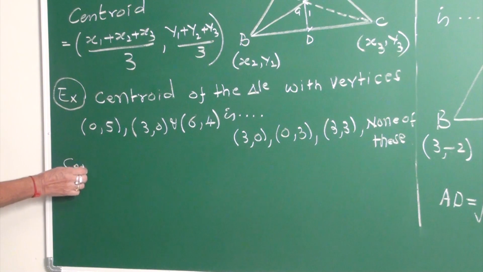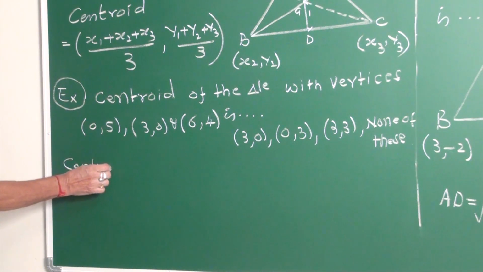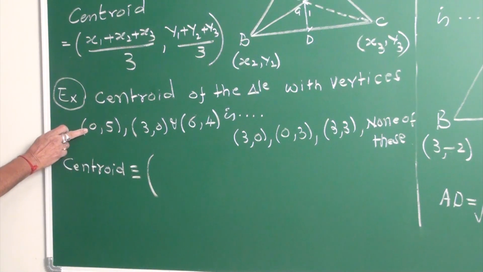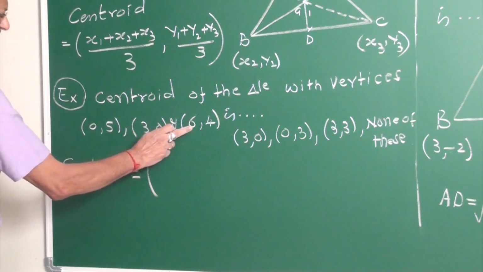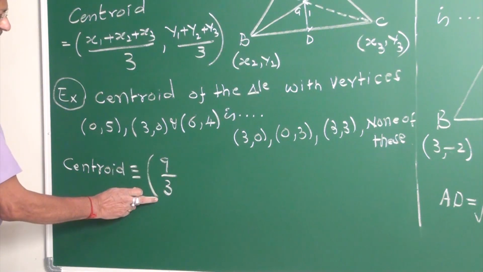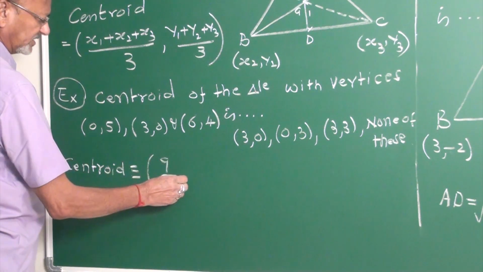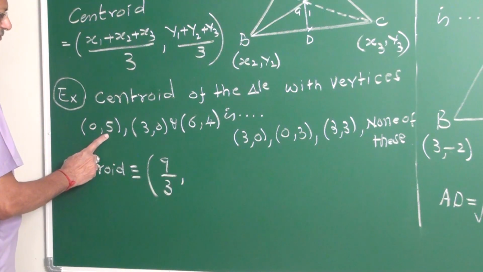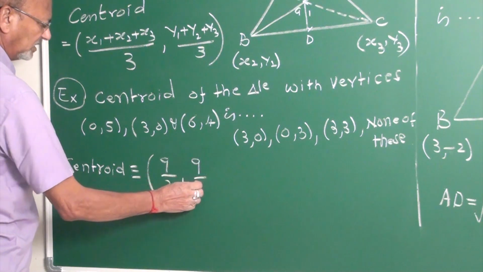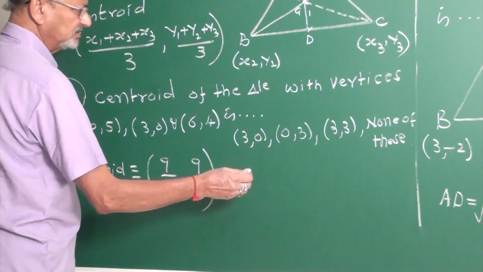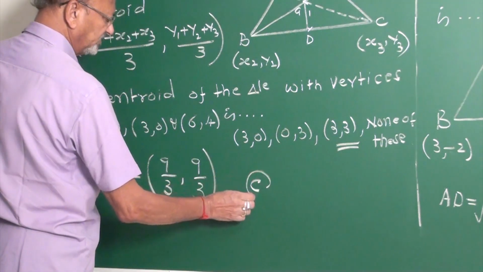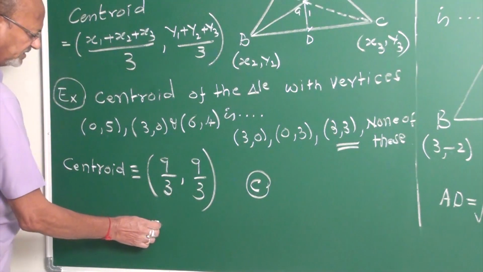Centroid, add all x coordinates: 0 plus 3 plus 6 is 9, 9 upon 3. What is 9 upon 3? 3. Okay, second: 5 plus 0 is 5, plus 4 is 9, upon 3. Then what is the answer? (3, 3). So mark it. C is the answer, which is (3, 3), my friend.